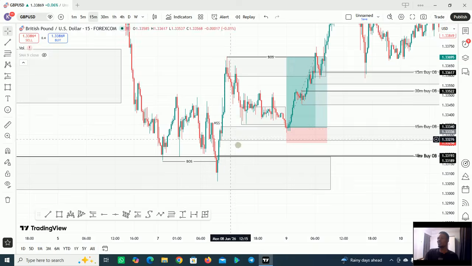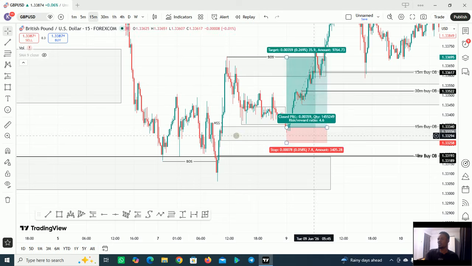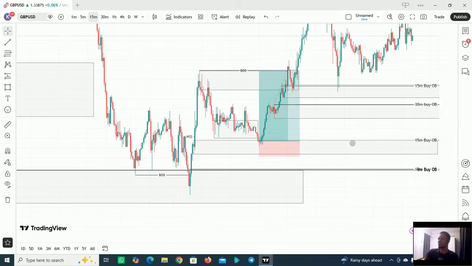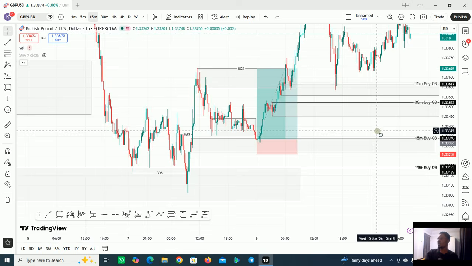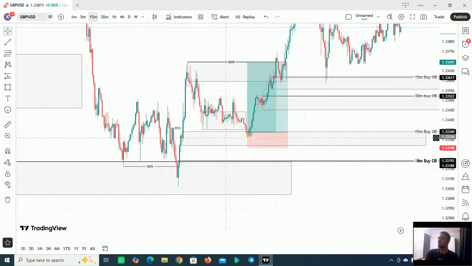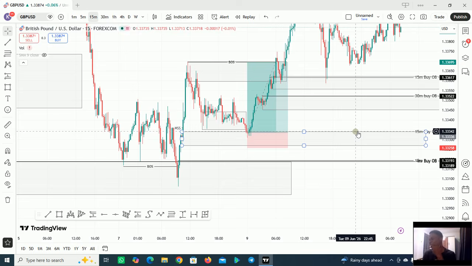I can boldly say this was the last low I came to break structure here. So this was a more protected low. This 15 minutes buy order block is like a more protected low. So that was where I marked out my point of interest. This 15 minutes buy order block right here was my point of interest. Now, why is this my point of interest? It was that price generated liquidity around it.